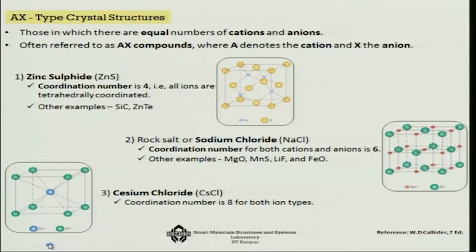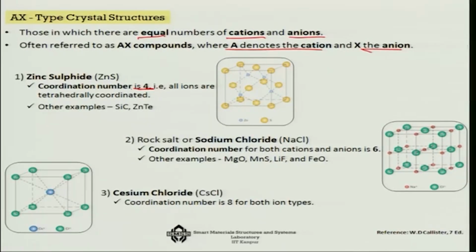The common crystal structure in ceramics is the AX type of crystal structure, where there are equal numbers of cations and anions, often referred to as AX compounds, where A denotes the cation and X is the anion. For example, zinc sulfide, equal number. The coordination number in this case is 4. All ions are tetrahedrally coordinated.